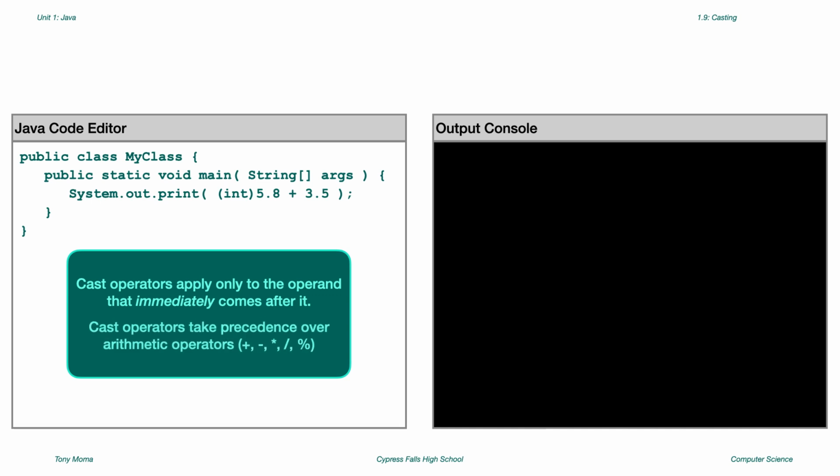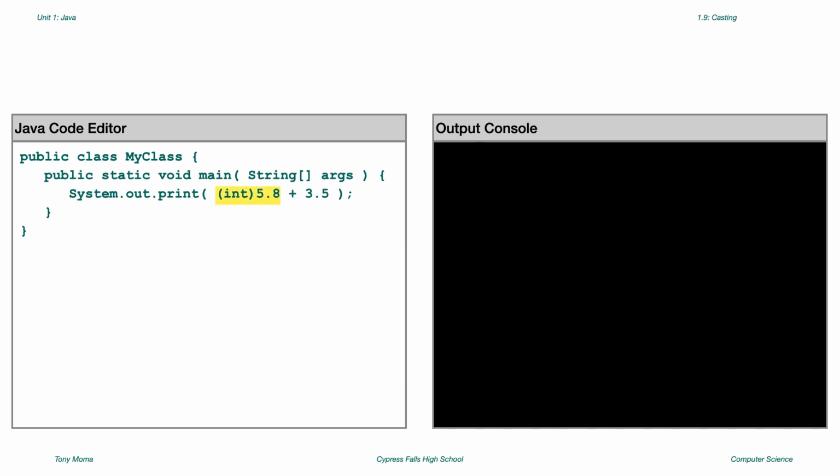It must also be noted that cast operators take precedence over arithmetic operators like plus, minus, multiplication, and so forth. Thus, before we do any addition, we must first cast 5.8. As mentioned earlier, whenever you cast a double to an integer, the value gets truncated, so 5.8 becomes 5. Now that the value has been casted, we can now move forward with the addition. 5 plus 3.5 gives us 8.5, thus 8.5 gets printed to the screen.